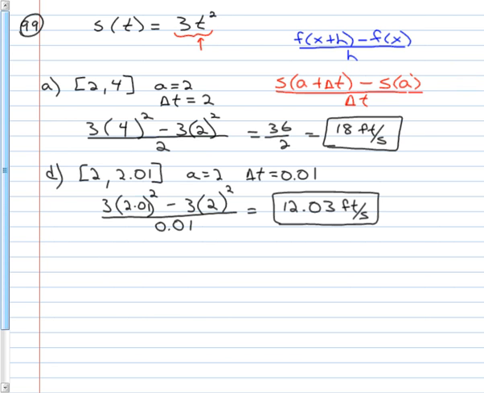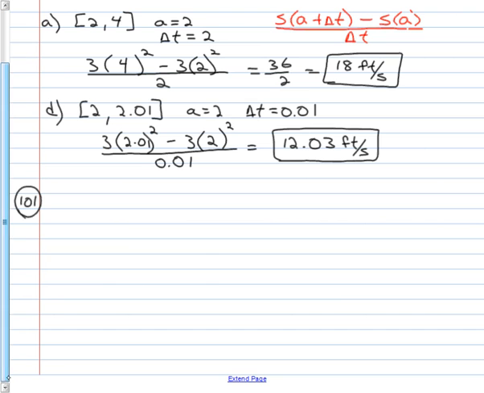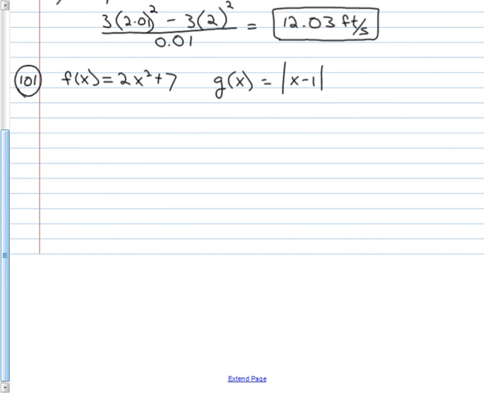101 will be our next, every other one. Boy, you know you've done math when you're on problem 101, don't you? F of x equals 2x squared plus 7. G of x equals absolute value of x minus 1. And they're wanting us to practice our combinations. F of g of negative 5.